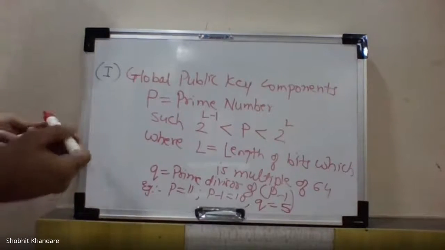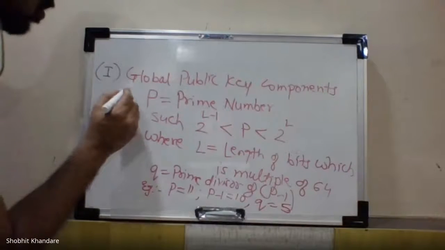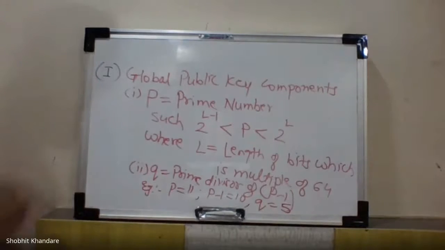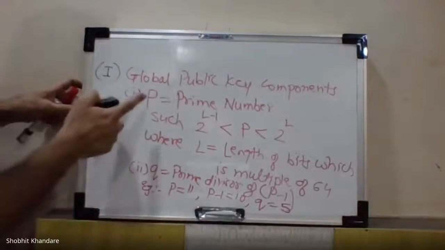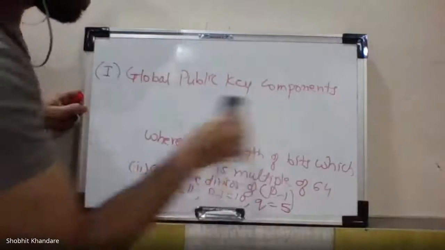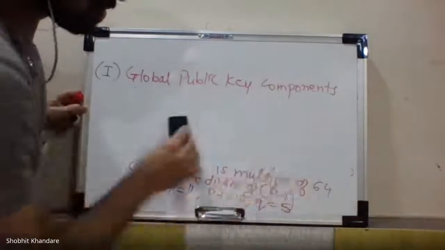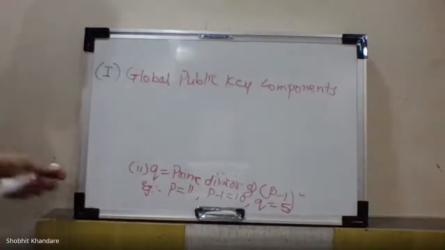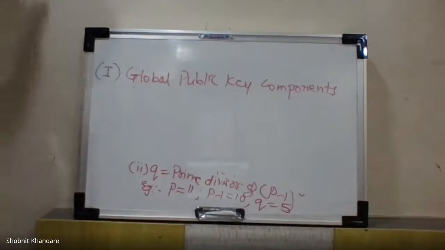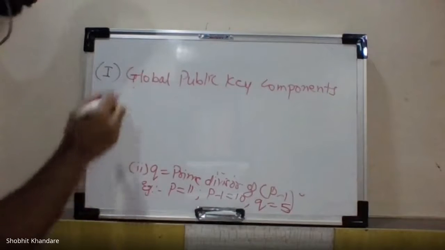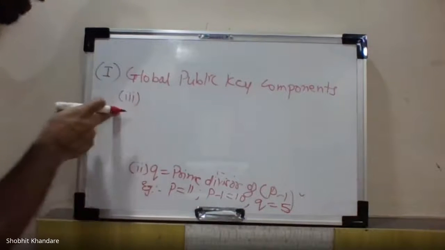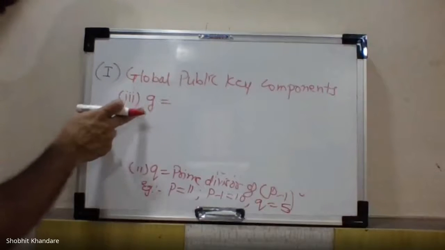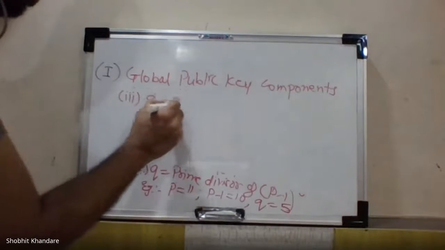If you want to write numbers, make this number 1 and this number 2. After that, number 3 is g, small g. And what is small g? This is a global component.